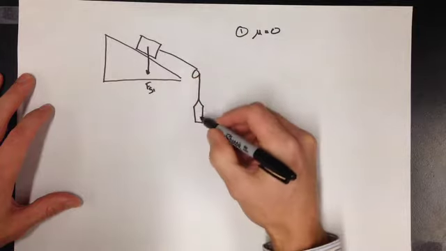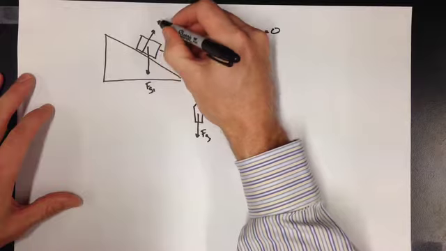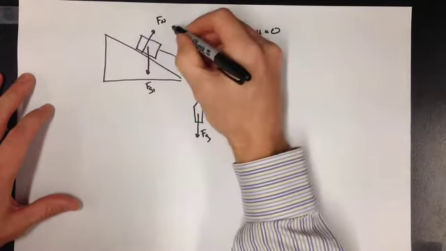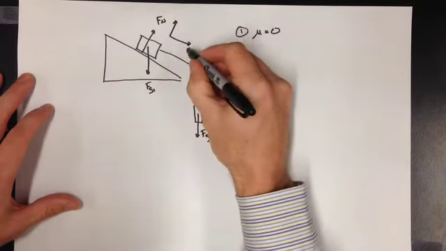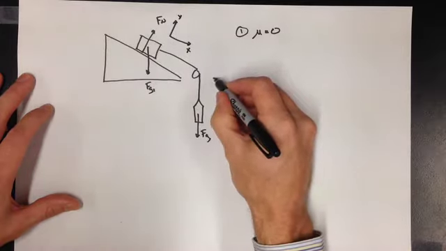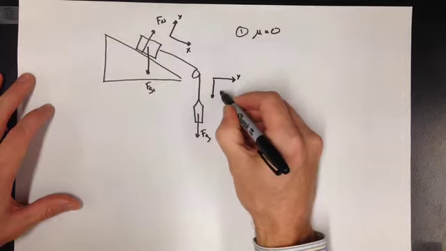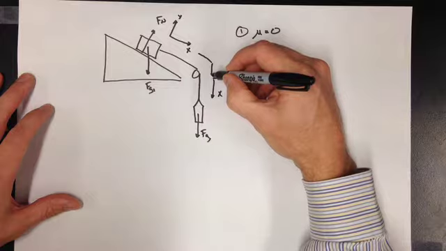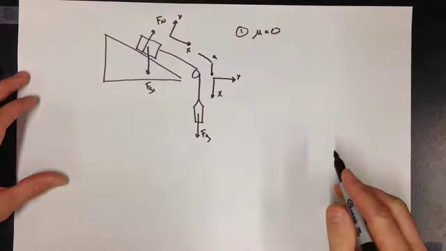I have Fg1, Fg2, I have my normal force, Fn, and so then I will set up my axes, x and y, and down here I also have my y and x. So that is to say that this direction is the direction of my acceleration. The system will accelerate in this direction.